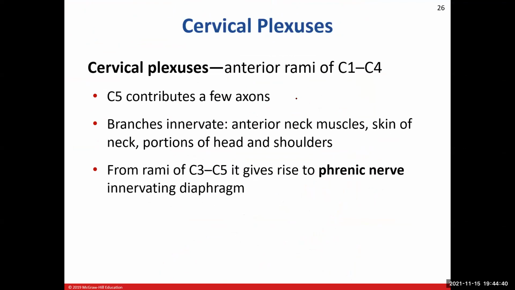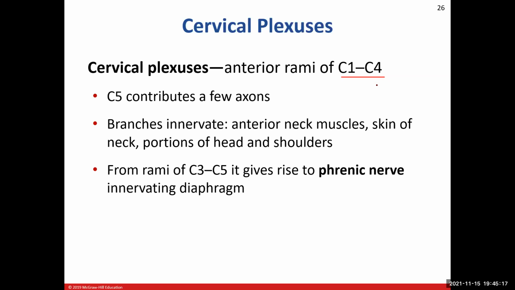So let's talk about our cervical plexus, our first of four plexuses. Remember, plexuses are made up of anterior rami, and the cervical plexus is made up of the anterior rami of C1 through C4. Now, C5 gives a few contributions, but it's not really worth noting. Some of this varies, and in some people walking around on this planet, C5 gives no contribution. You might see another spinal segment like C6 give a fluke contribution. I'm not saying it's an impossibility.